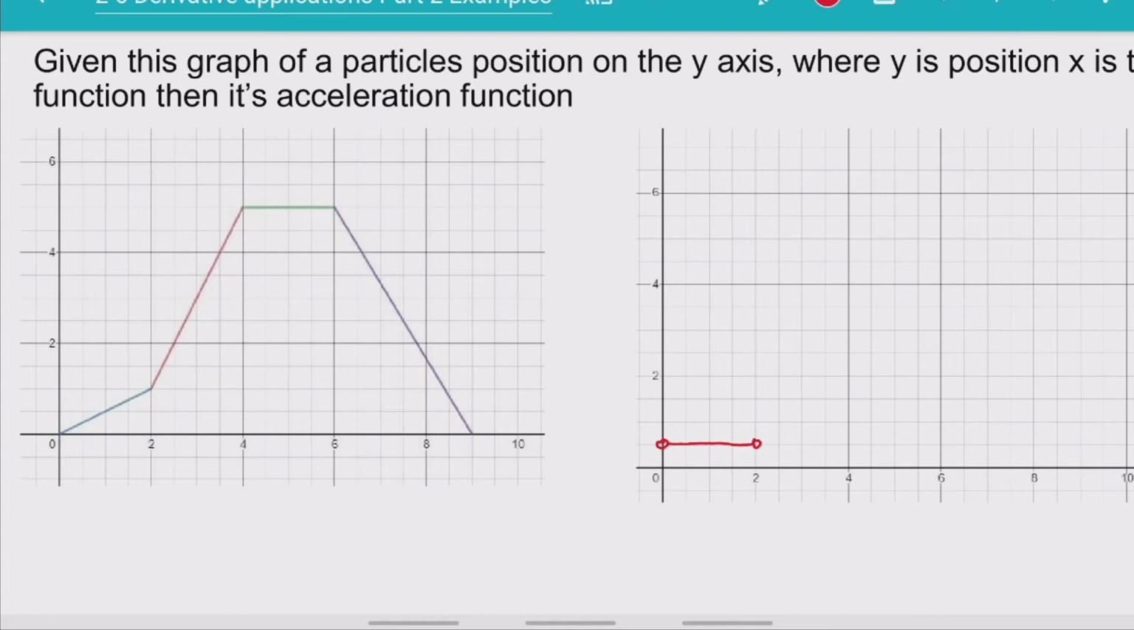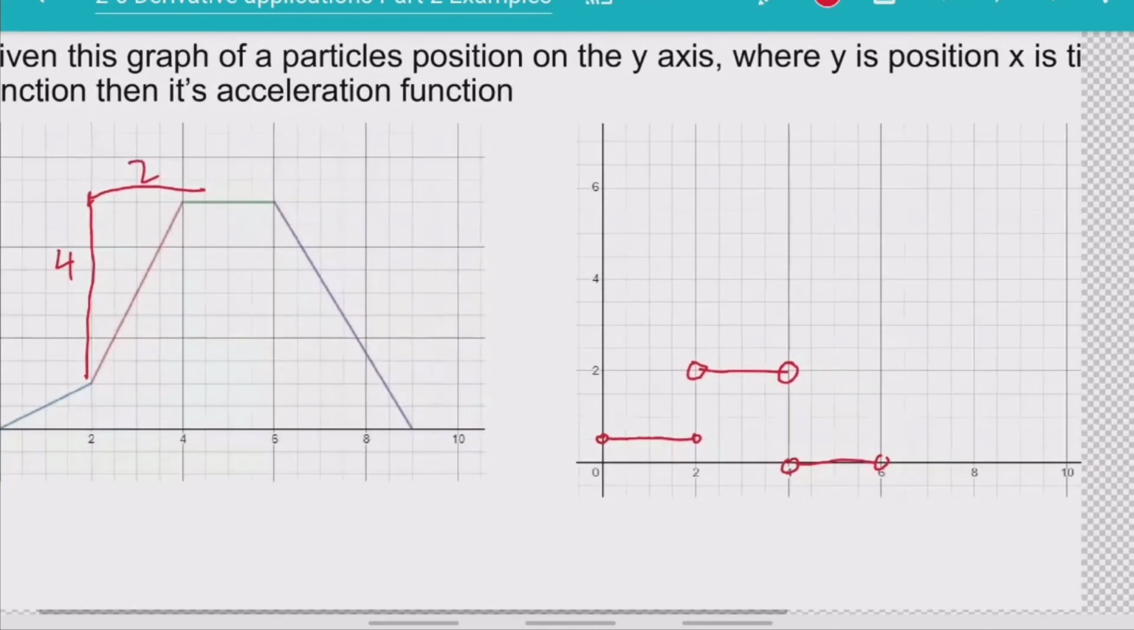Now, following on with that logic, we're going to say, okay, what is the slope from 2 to 4? And then what we did is we rose 4 and we ran 2. So my slope now is 2, open circle to open circle. And then what is my slope from here? And again, it's going to be 0. Open circle, open circle. And again, all we're doing is we're saying, okay, look at my graph and figure out the slope. And then we're just going to graph that on there.